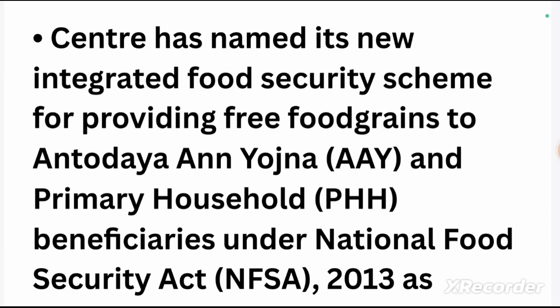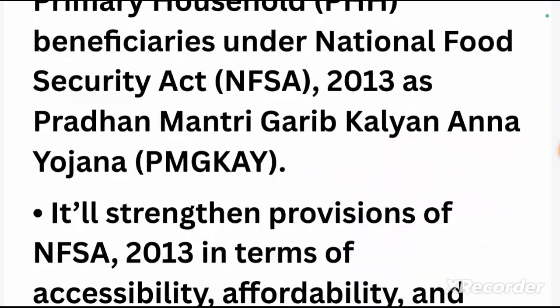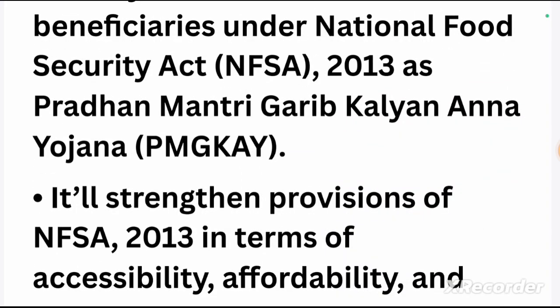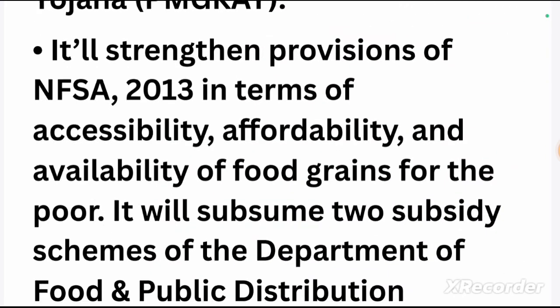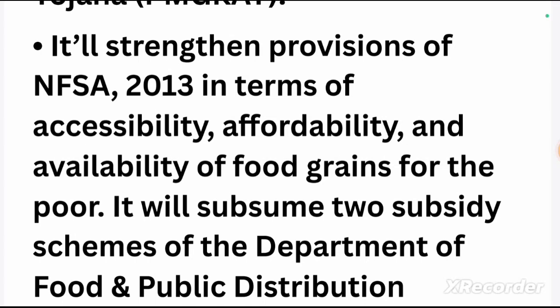New topic. The Center has named its new integrated food security scheme for providing free food grain to Antyodaya Anna Yojana and priority household beneficiaries under the National Food Security Act 2013 as Pradhan Mantri Garib Kalyan Anna Yojana. It will strengthen the provisions of the National Food Security Act 2013 in terms of accessibility, affordability, and availability of food grain for the poor. It will subsume two subsidy schemes of the Department of Food and Public Distribution.